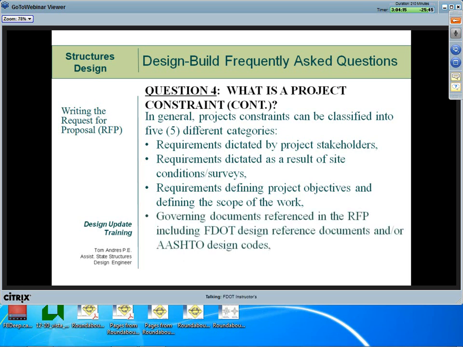Project-specific requirements not covered in existing FDOT design references or AASHTO codes can sometimes need some additional guidance. I know, for instance, we had the airport runway in Fort Lauderdale where we were landing planes on it, where we had to develop a design criteria that did not exist. Same thing happened on the high-speed rail, where we had to develop design criteria for high-speed rail that didn't exist in the U.S. Those are some examples.